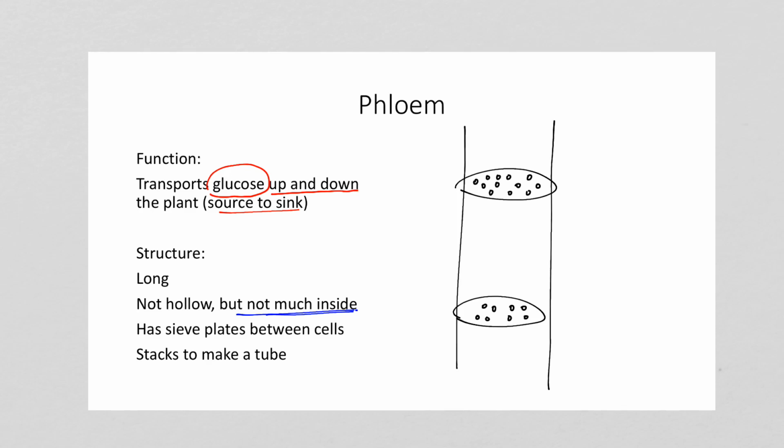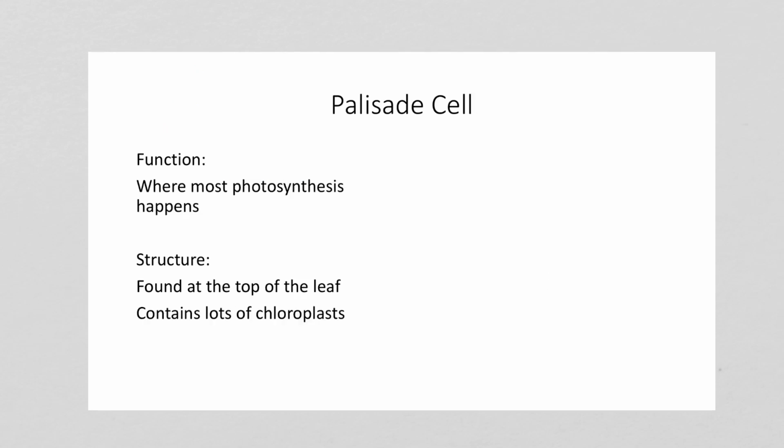Ways to remember it: xylem goes with water, phloem goes with sugar. X and W are right next to each other in the alphabet. P and S are not right next to each other. There's a couple of pesky letters in the way there, but they're pretty close. So that's one way to remember which one transports what. Hopefully that helps. Maybe it does, maybe it doesn't. I guess time will tell.